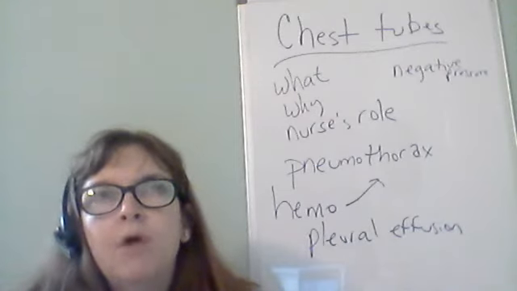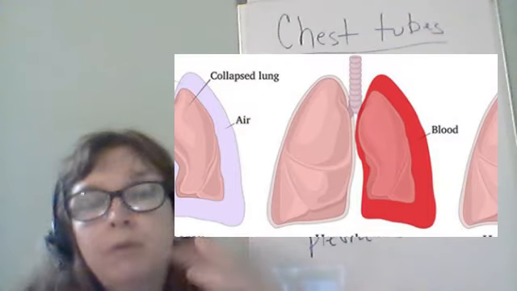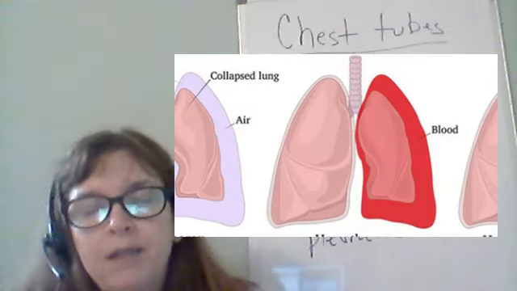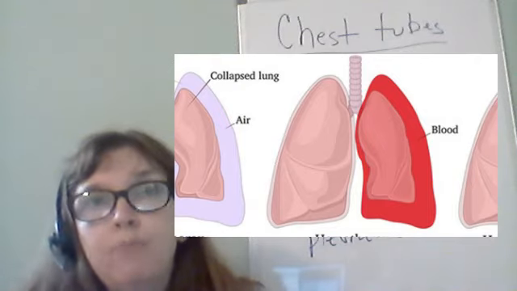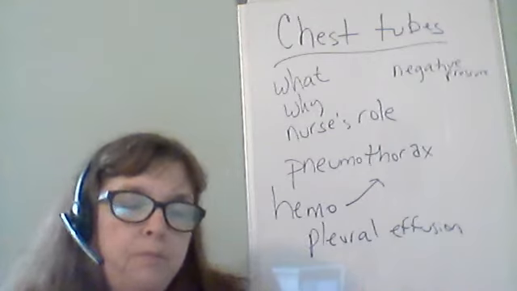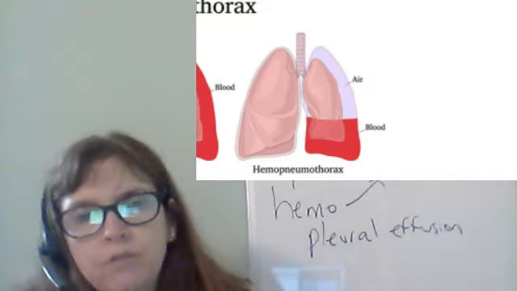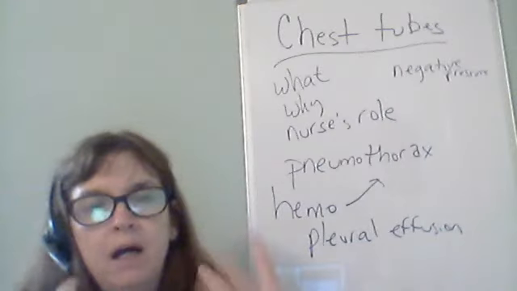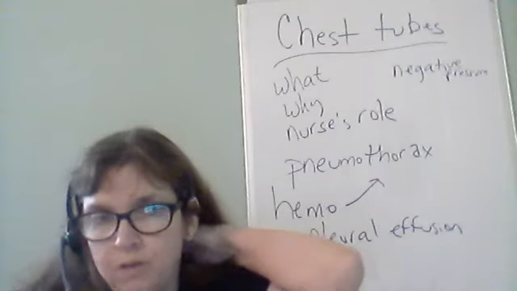And we'll talk about the functions of that in a few minutes when we look at the drainage devices. Likewise, in a trauma or even in a surgery, they could get blood buildup in that pleural space, and that's called a hemothorax. Or they could have both air and blood in that pleural space, and that's called a hemopneumothorax. It's important for us to manage that, and by us, we as nurses don't put in the chest tube. The physician puts in the chest tube.